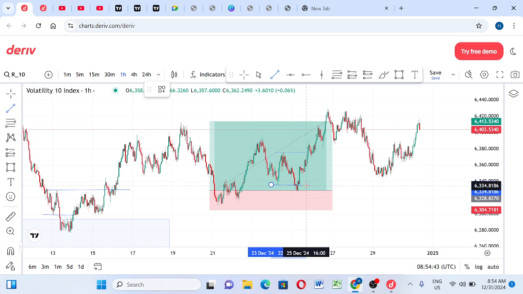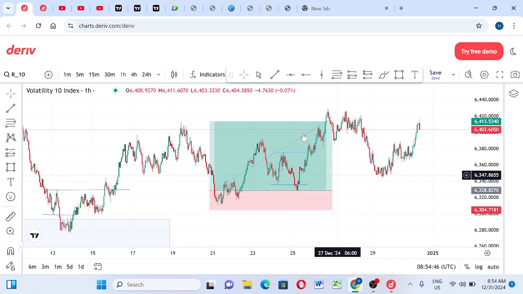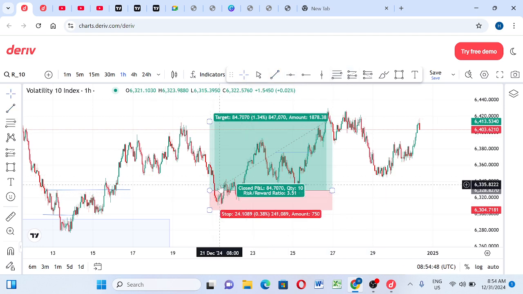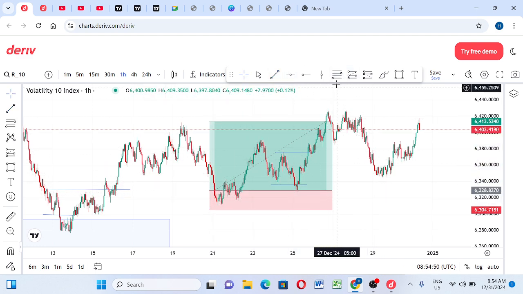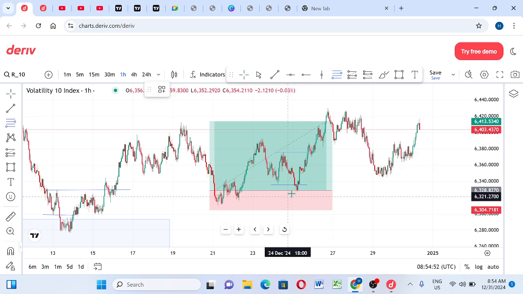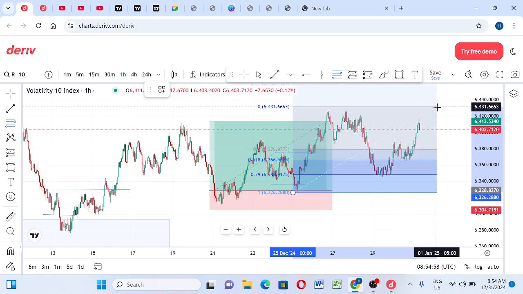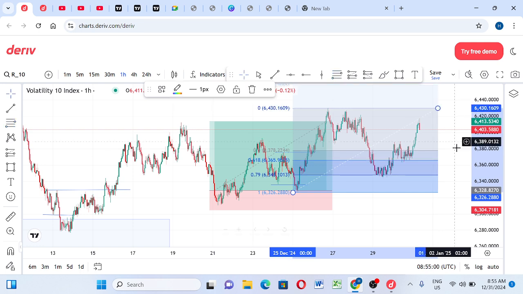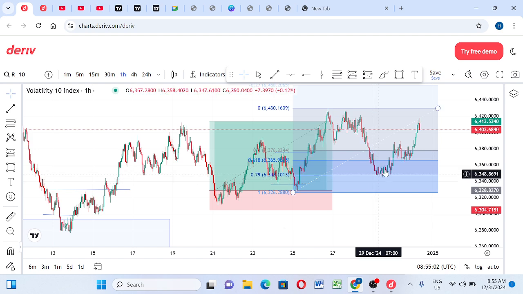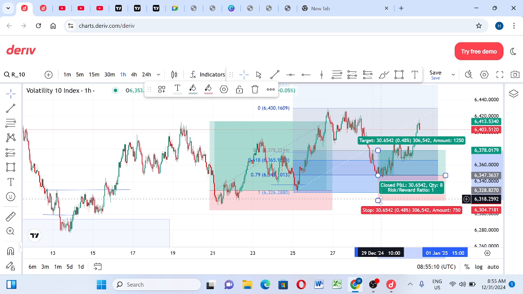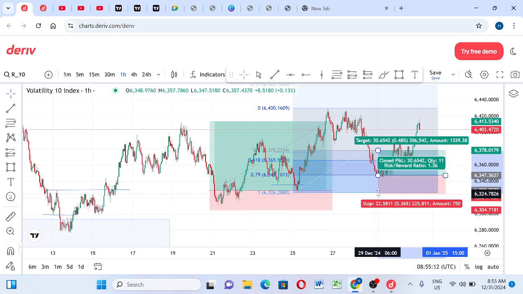So what do we do again? We pull out our Fibonacci again, and then we plot it from the swing low to the swing high, and then we enter from the 0.618 level, which is where price got to. And what are you looking out for? You are looking out to take your trade from this particular area.